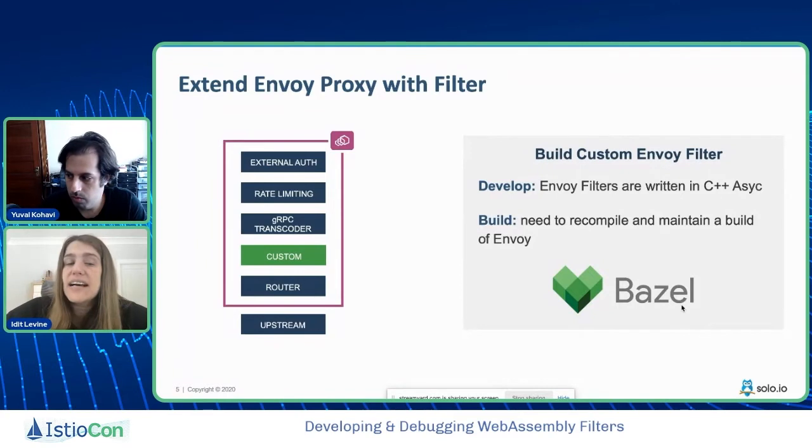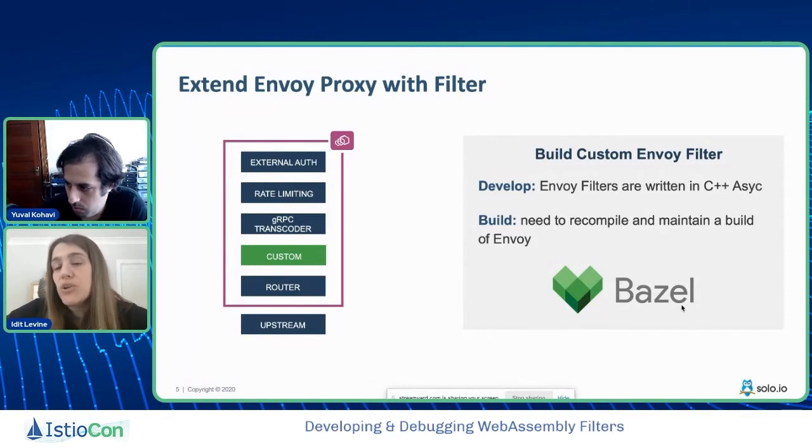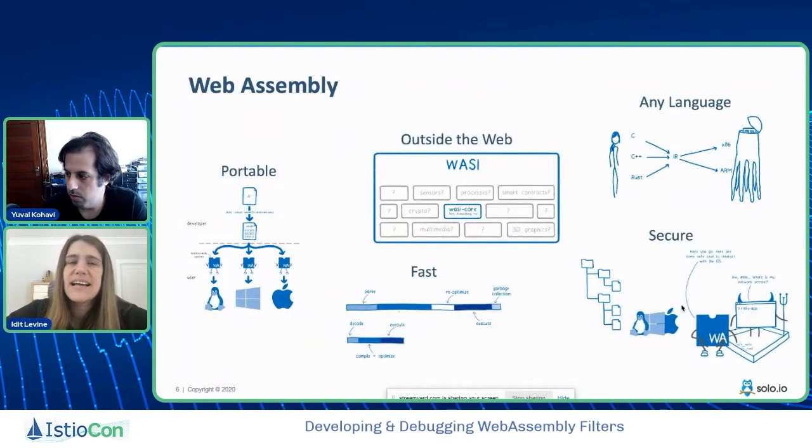The second thing is that once we build and develop it, we needed to rebuild Envoy in order to include it inside. The way to do this is with Bazel, which is a very powerful tool but extremely complex. If you don't have to, you probably will not want to touch that, and you will not want to build Envoy yourself. So that's that. Yuval will tell you a little bit about WebAssembly and how it can help us.